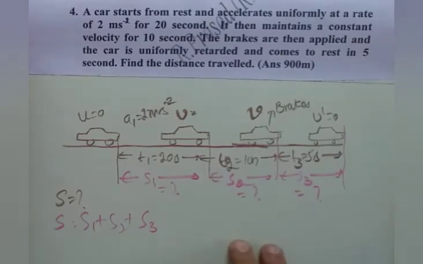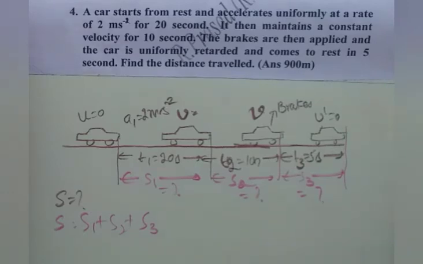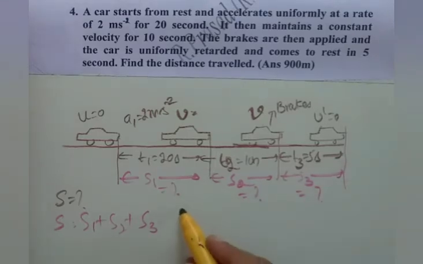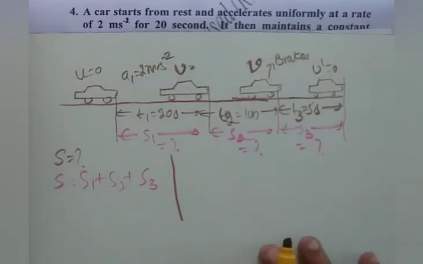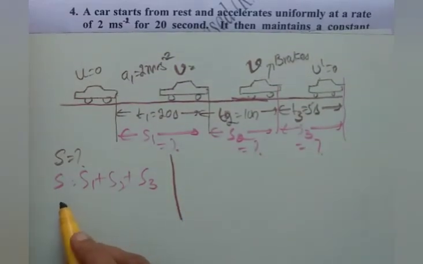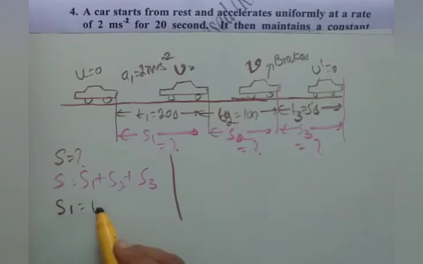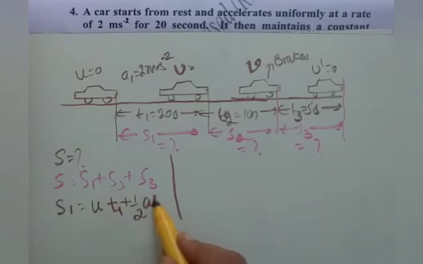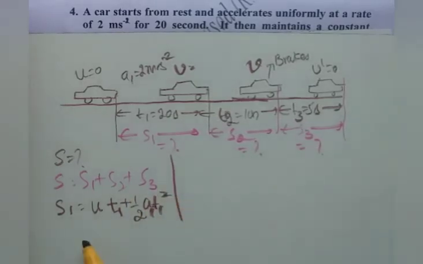We need to find these things now. Which equation can we apply? We think of it. U we know, a we know for the first stretch S1, t is also known. Therefore S equals ut plus half at square can be applied easily. So we find S1 like this, just observe. How to find S1? For that I write the formula. S1 is equal to u t1 plus half a1 t1 square. We substitute everything.